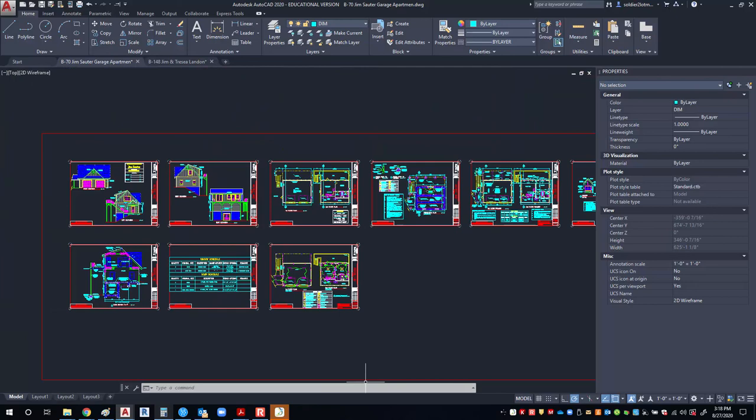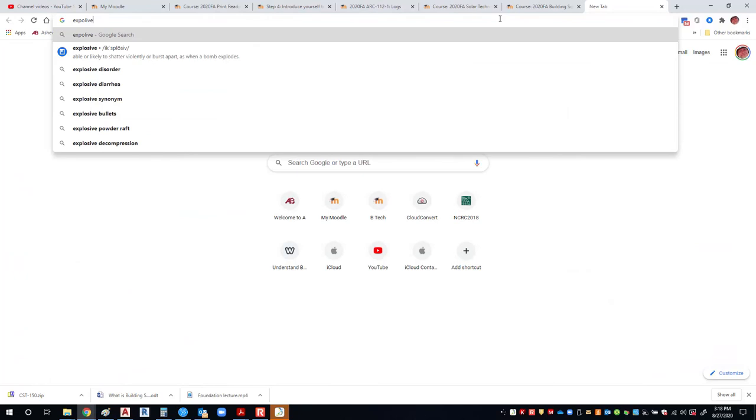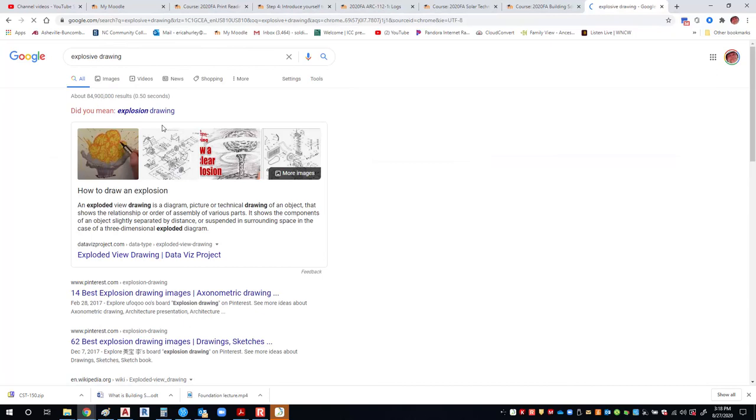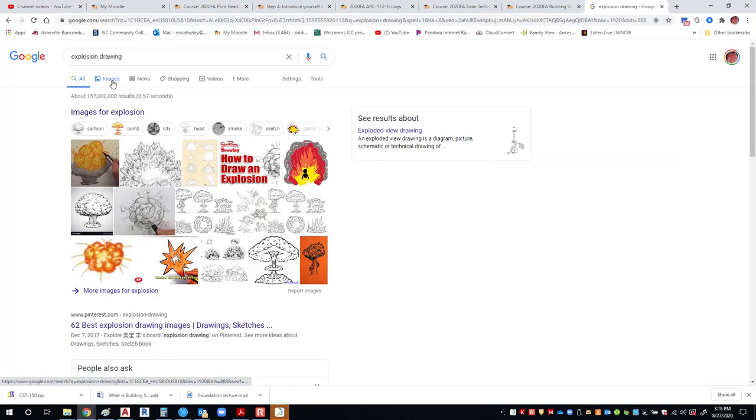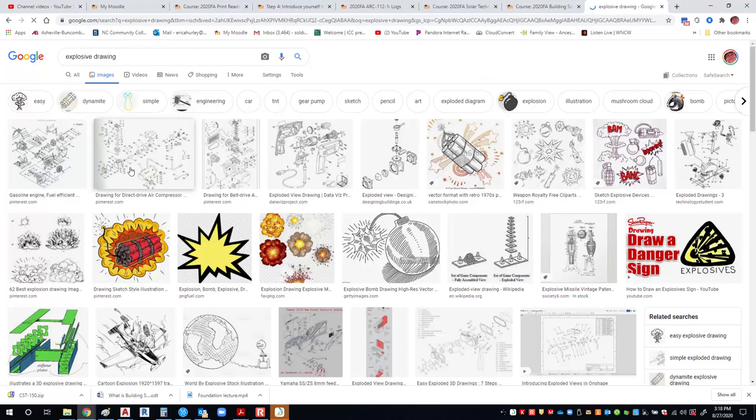So let's go a little further and talk about another type of drawing. I know you've seen these, an explosive drawing, and it's not this. Draw explosion, draw explosive. Let's get that right. Explosive drawing. There. See how much different they are? This is an explosive drawing.